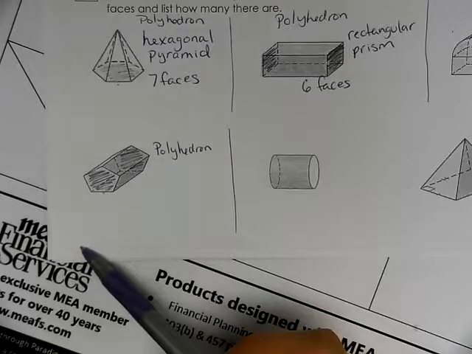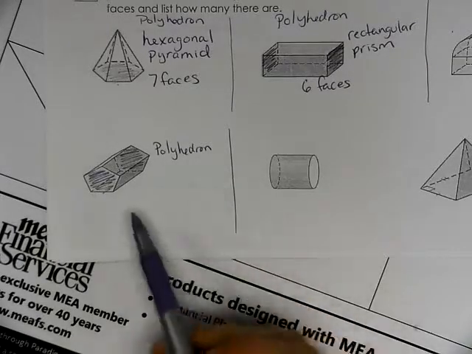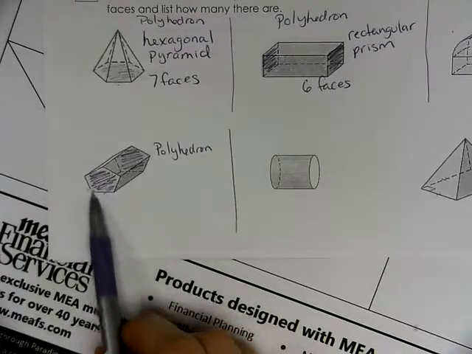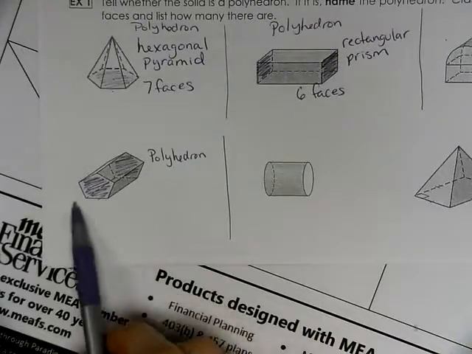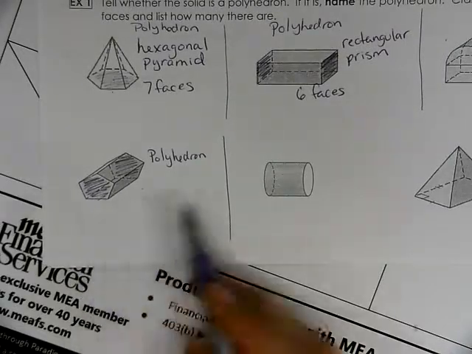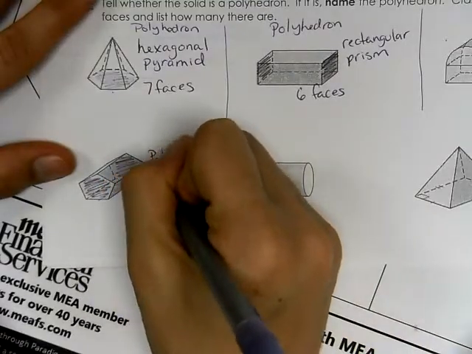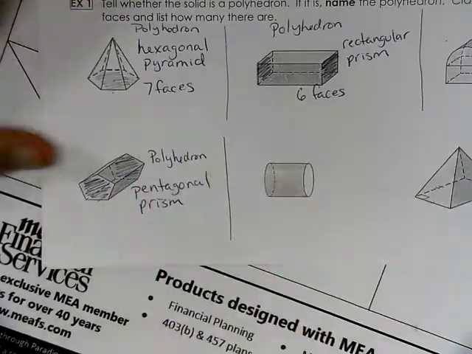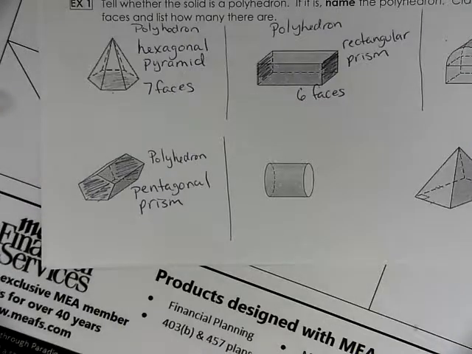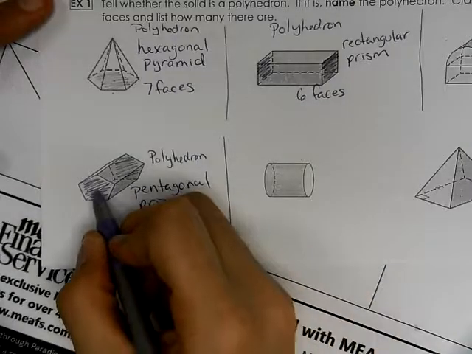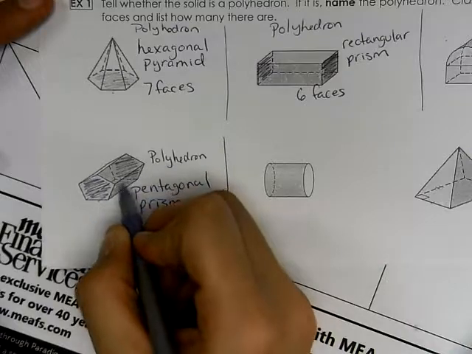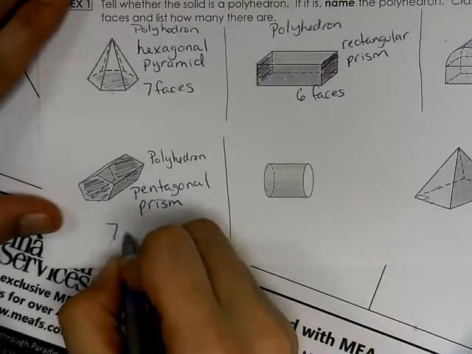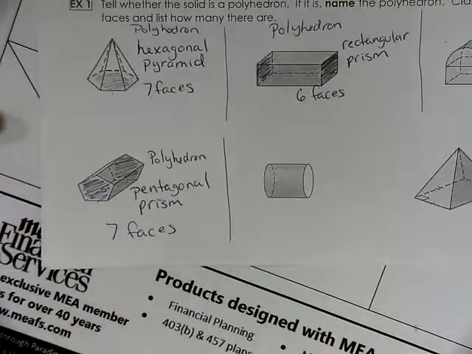Wake up, everybody. It's a prism. What kind? How many sides does this side have? Does this shape have? 5. What's a 5-sided shape called? Good. So it's a pentagonal prism. How many faces does it have? 1, 2, 3, 4, 5, 6, 7. And you can just count the number of faces.